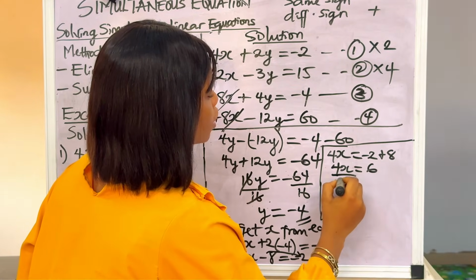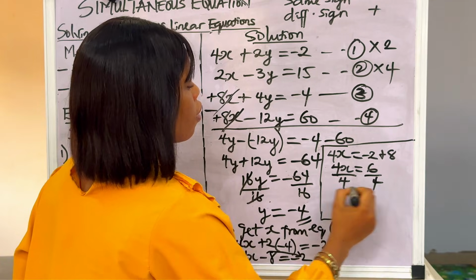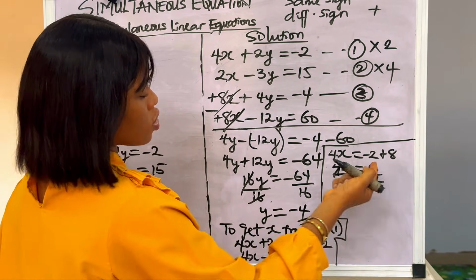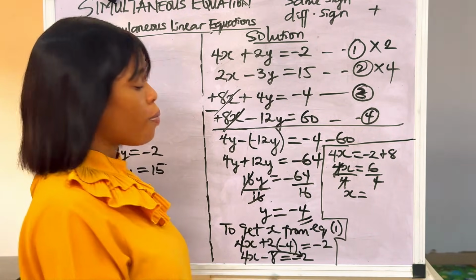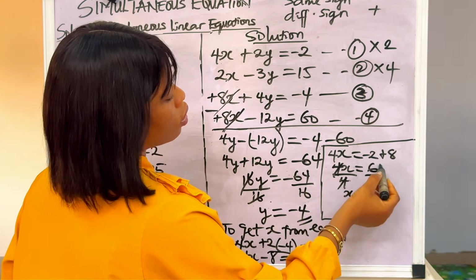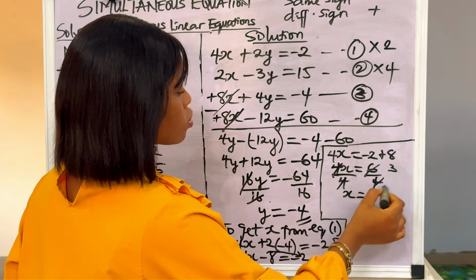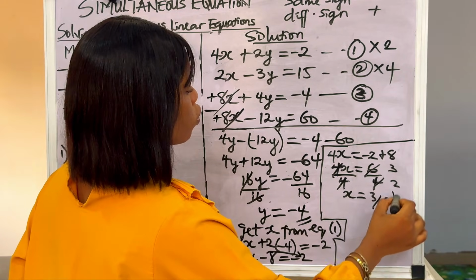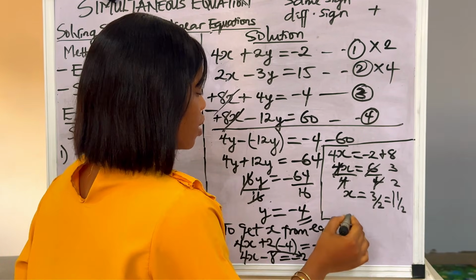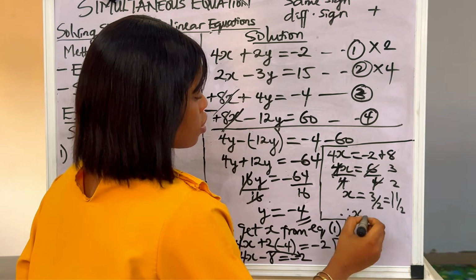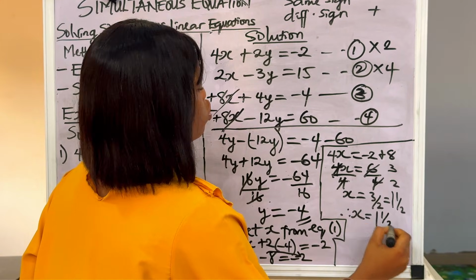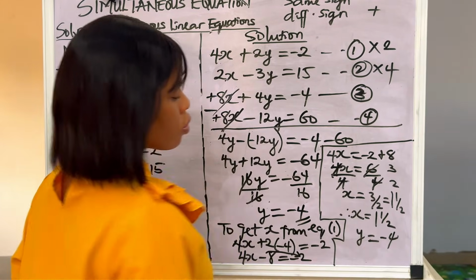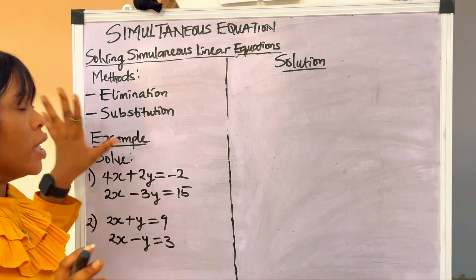And so we divide both sides by the coefficient of x, which is 4. 4 cancels 4, we have x equals 6 over 4. Now this is going to give us an improper fraction. So 2 here, 3, 2 here, 2. We have 3 over 2, which is equal to one whole number, 1 over 2. So therefore, x is one whole number, 1 over 2, and y is minus 4. So now that's it for the elimination method.